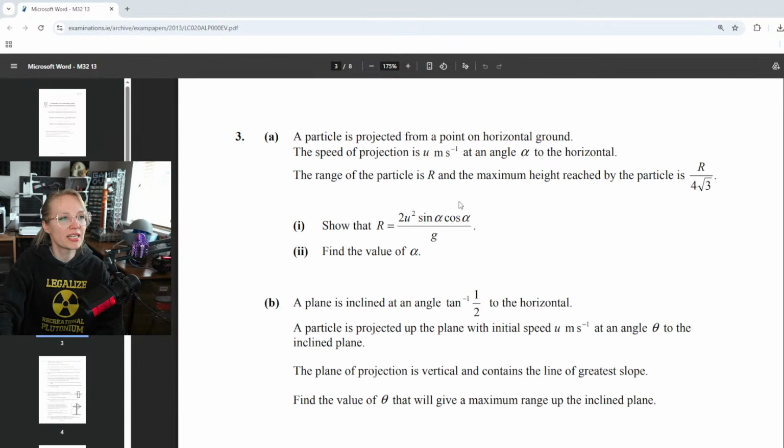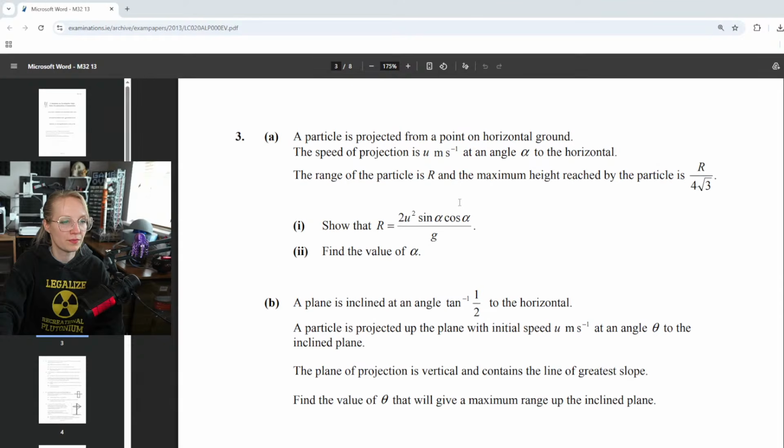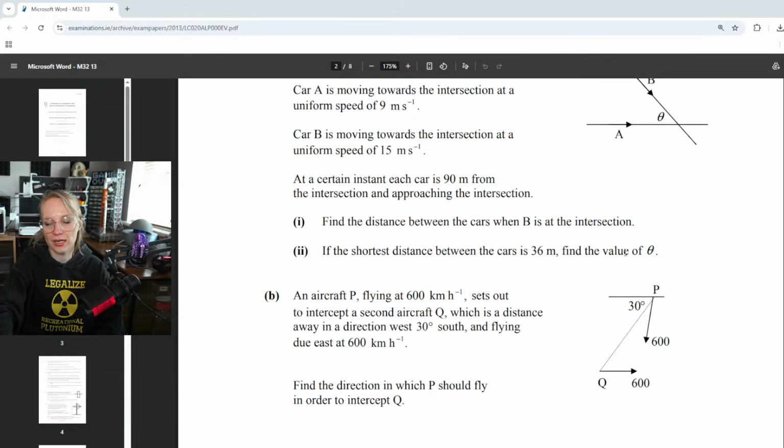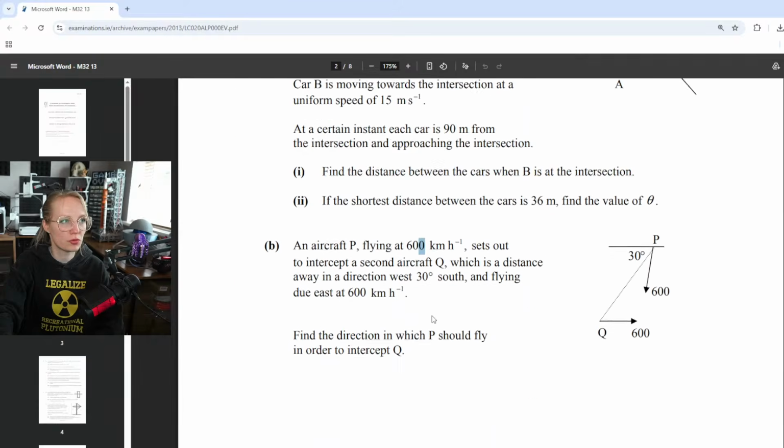Question 3. A particle is projected from a... Okay, so question 3 is definitely a question I would have done. So question 2 is a question mark. I might not have done question 2. Question 1 I did. Question 2 I did not, maybe.